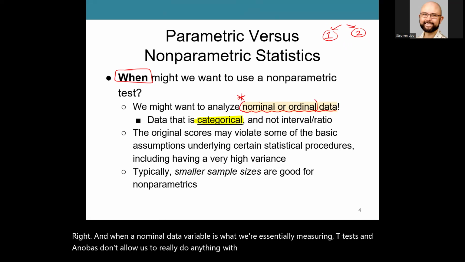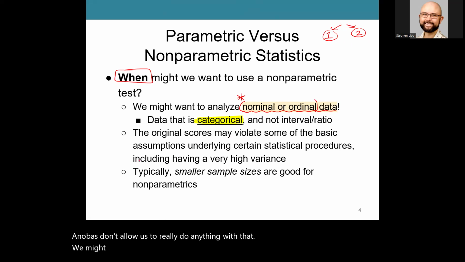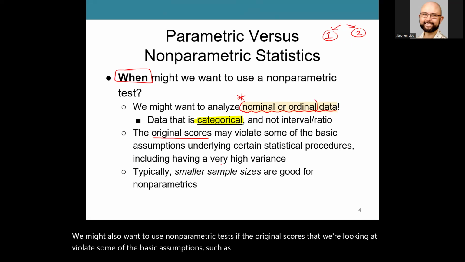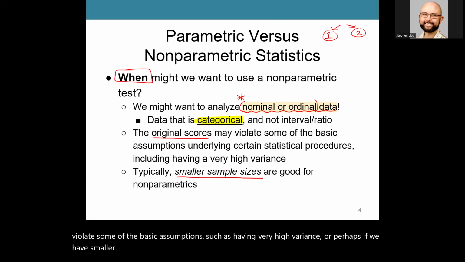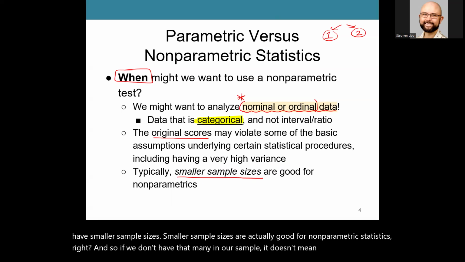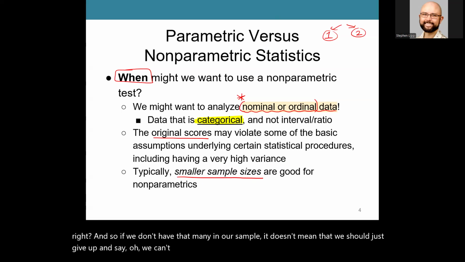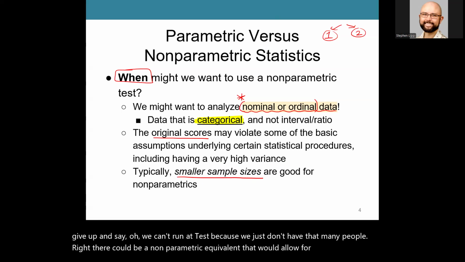We might also want to use non-parametric tests if the original scores that we're looking at violate some of the basic assumptions, such as having very high variance, or perhaps if we have smaller sample sizes. Smaller sample sizes are actually good for non-parametric statistics. If we don't have that many in our sample, it doesn't mean that we should just give up and say, oh, we can't run a t-test because we just don't have that many people. There could be a non-parametric equivalent that would allow us to do that still.